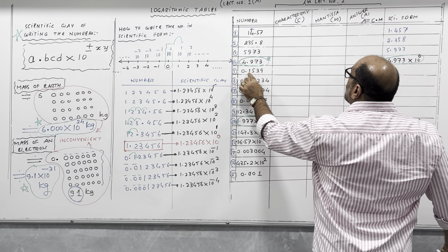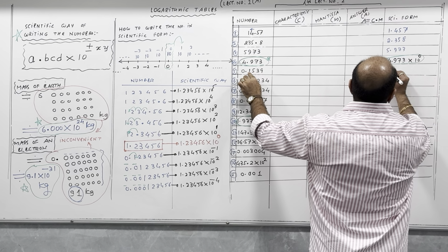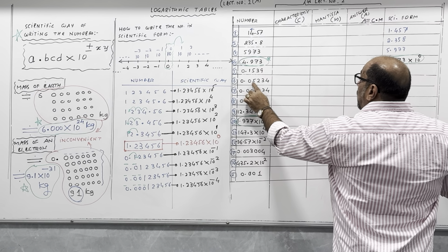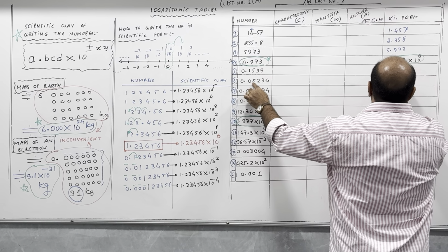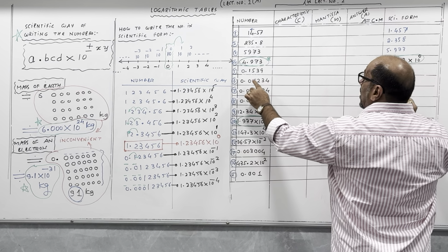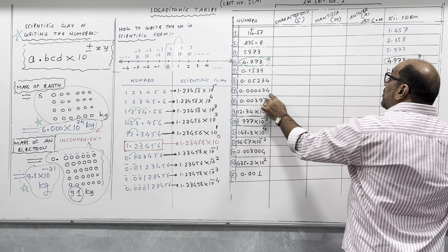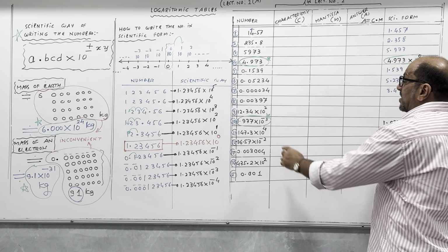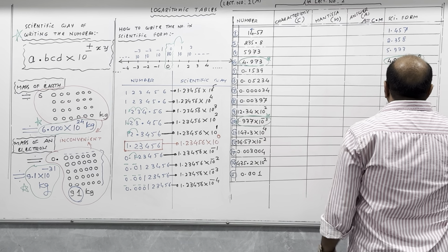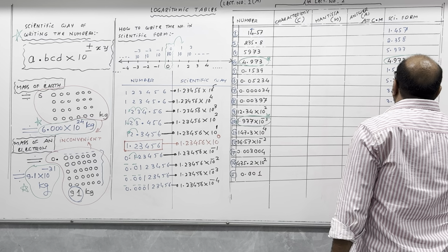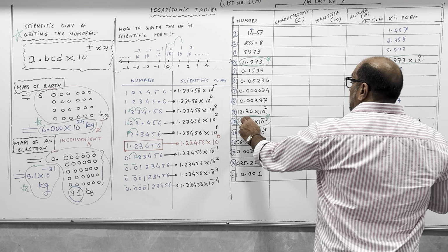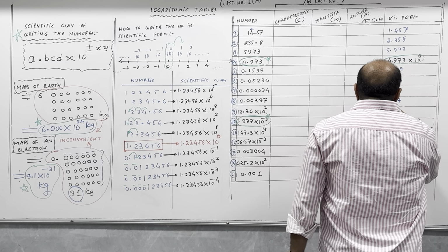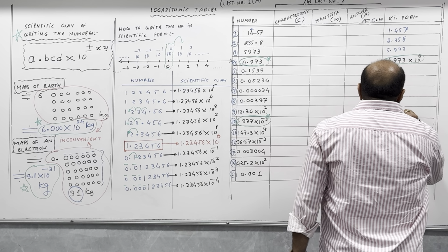1 is a non-zero number, so 1.539. Next. 5 is a non-zero number, so 5.234. Next. 34. 3 is the non-zero number, so 3.4. Next. 397. 3 is a non-zero, so 3.97. Next. 12.34, so this is 1.234. Okay.